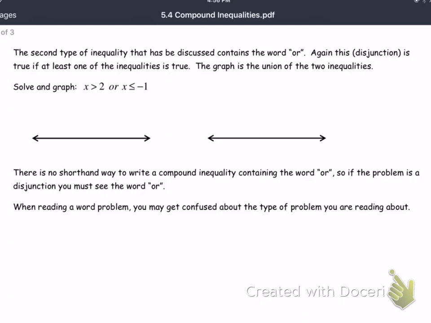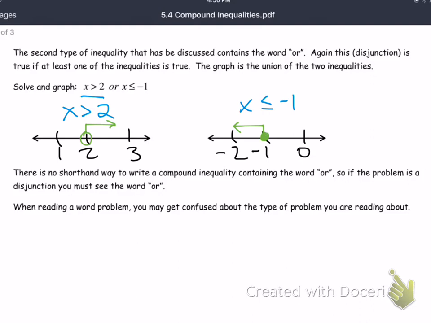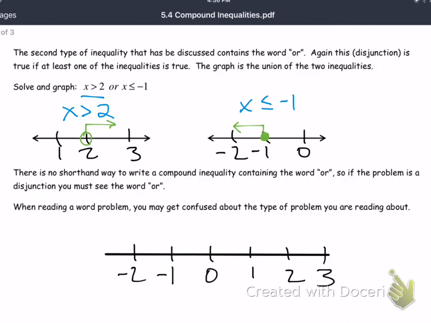If we graph these separately and then combine them, we'll see what the graph will look like. So what I want you to do is graph x is greater than 2 on the left graph and graph x is less than or equal to -1 on the right graph. Now you'll notice that it looks like they're kind of intersecting, right? From these two graphs, it looks like they're heading towards each other. But if you notice the numbers, and we combine them into one graph, this is what we have.